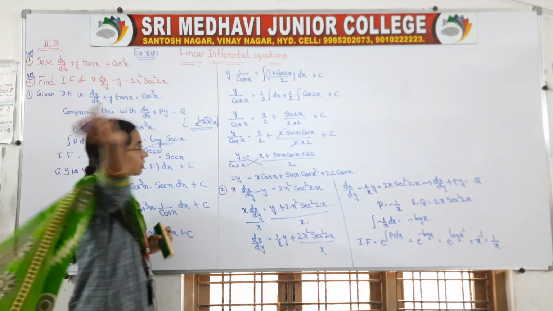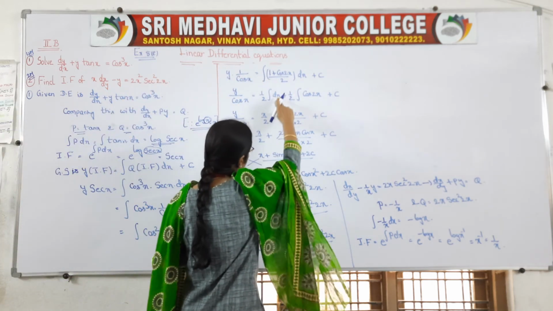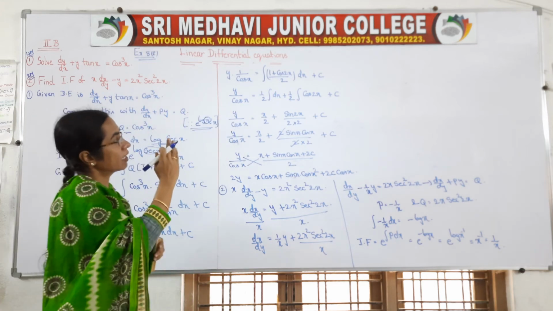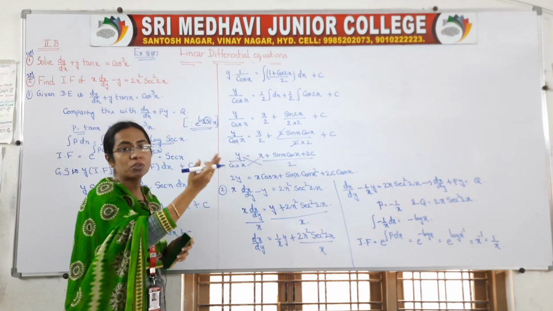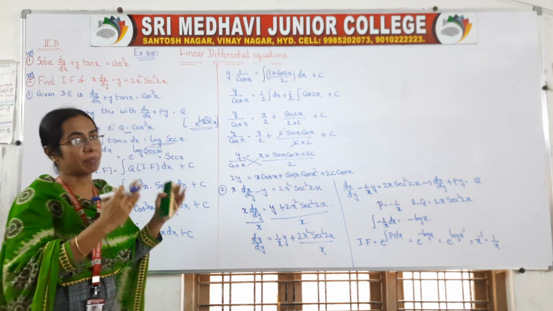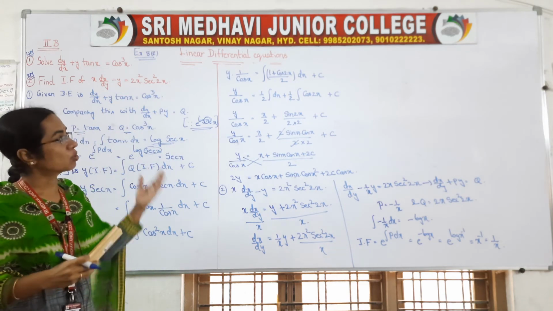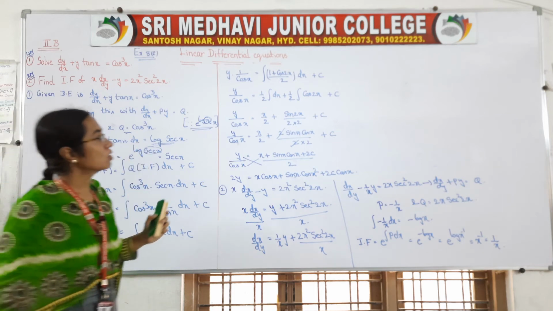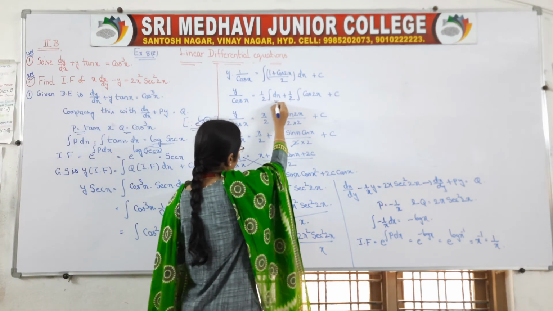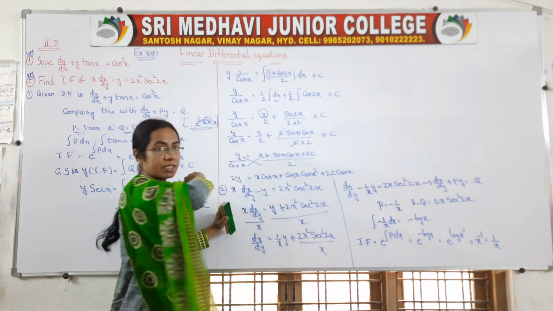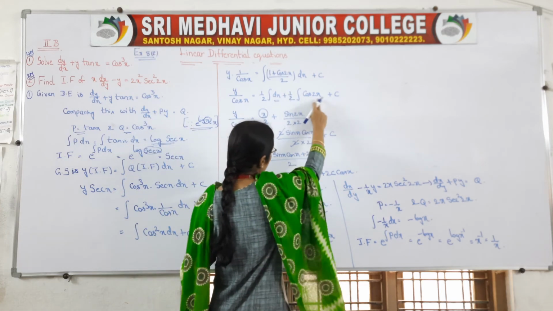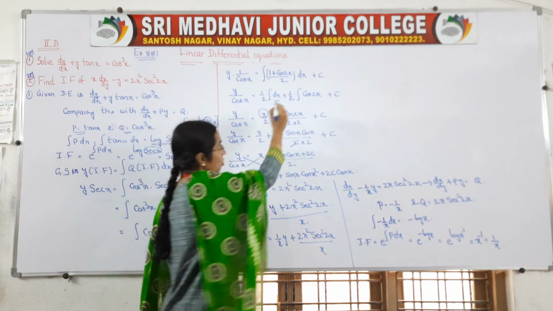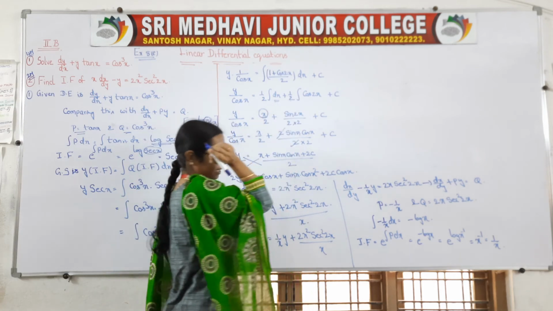So 1 plus cos 2x by 2 means we can separate it. Two terms are there in the integral, so we have to take the two terms separately for integration. I have taken 1 by 2 into dx and 1 by 2 cos 2x. So 1 by 2 into dx is nothing but x by 2, and the integral of cos 2x is sin 2x by 2, and this 2 comes as it is.